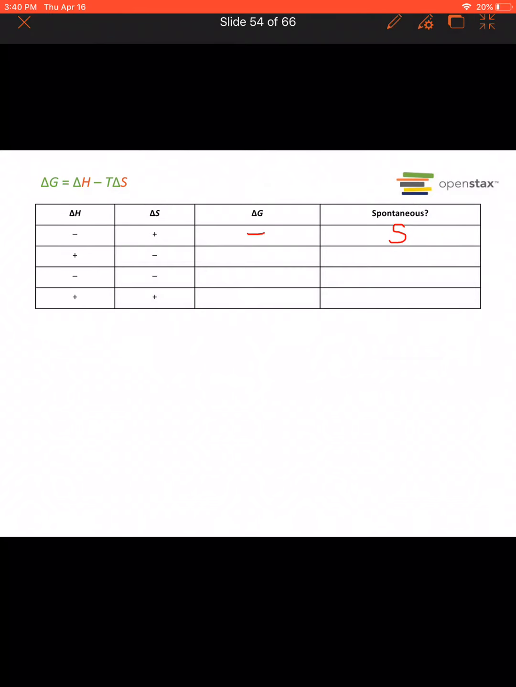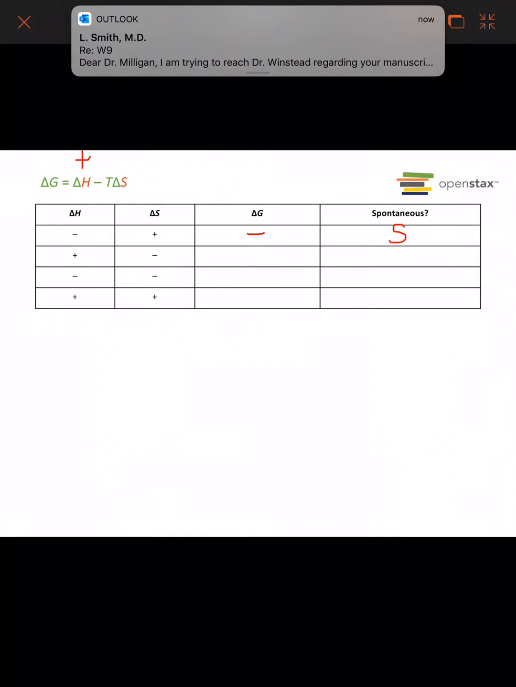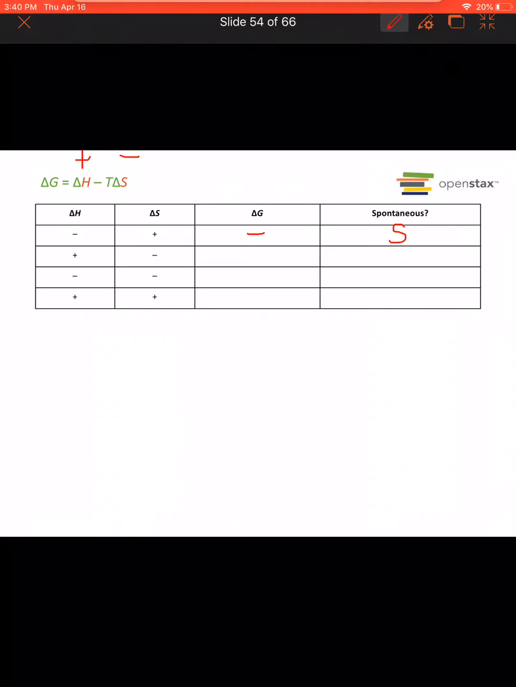So now let's say that we have a positive delta H and a negative delta S. A positive delta H and a negative delta S means that you're going to have a positive delta G. Why? Because remember, two negatives make a positive, and so everything on the right side of the equation is now positive, so delta G is going to be positive. And that's going to be a non-spontaneous process.